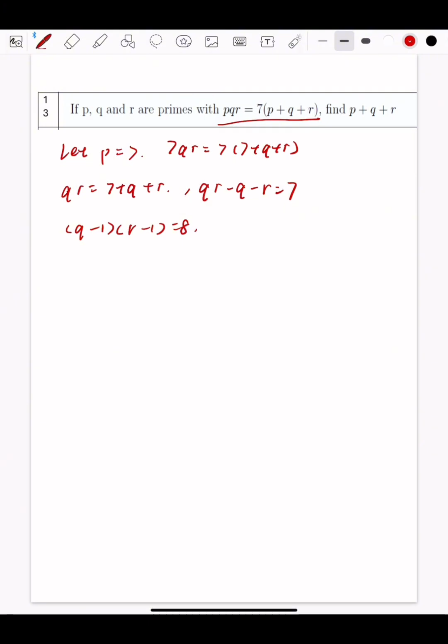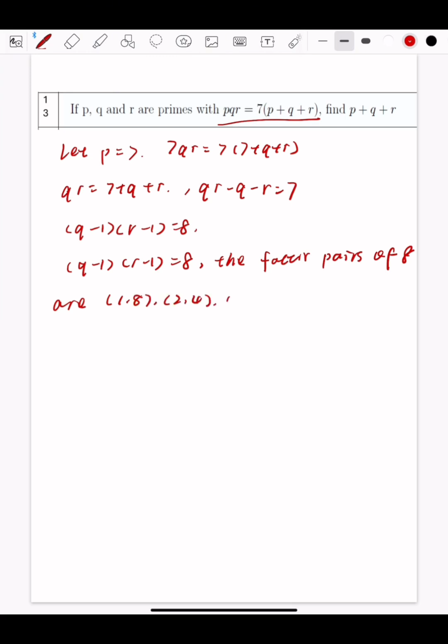Now we can find the prime values of Q and R, since Q and R are primes, and it is equal to 8, so the factor pairs of 8, they are like this. And we also talk about the different cases. First one, if Q here and R here, then Q equals 2 and R equals 9. But 9 is not a prime number.